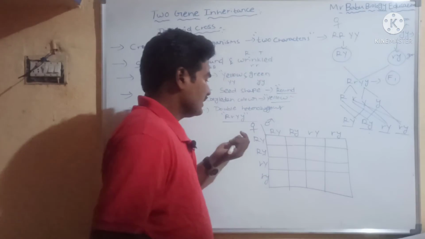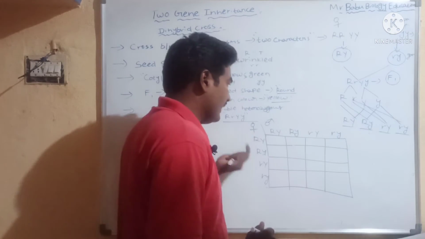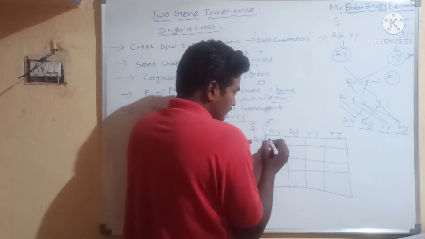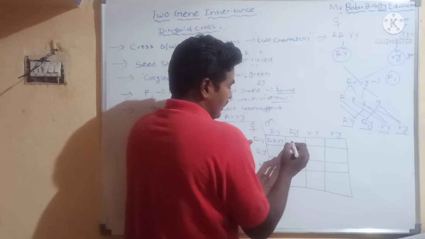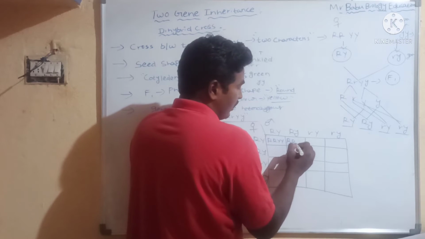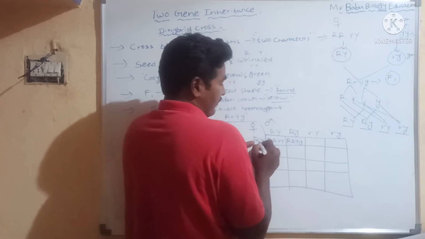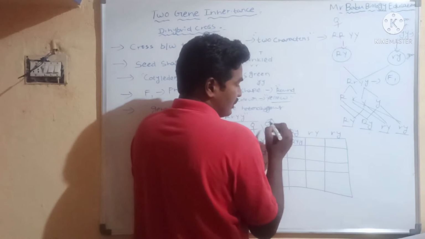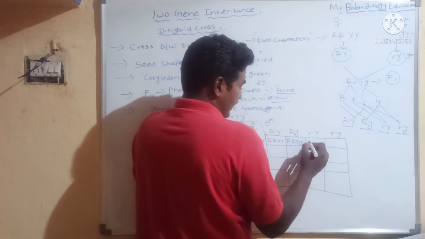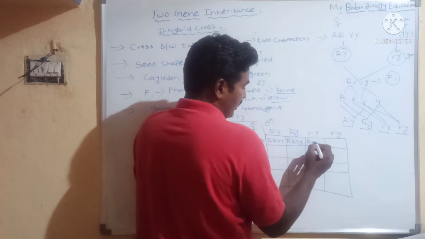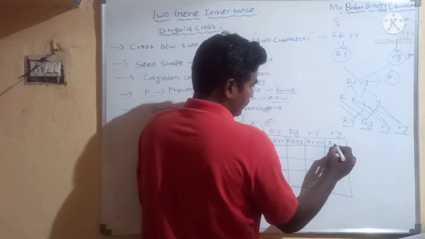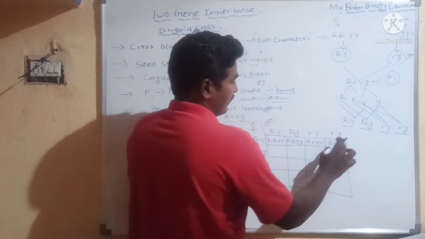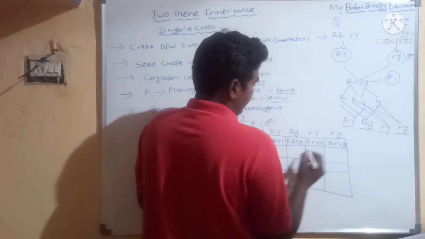Let us see. This female fused with a male pea plant. We are getting the zygote capital R, capital R, capital Y, capital Y, and capital R, capital R, capital Y, small y. From this female fusing with male, we can get the zygote capital R, small r, capital Y, capital Y, and capital R, small r, capital Y, small y.